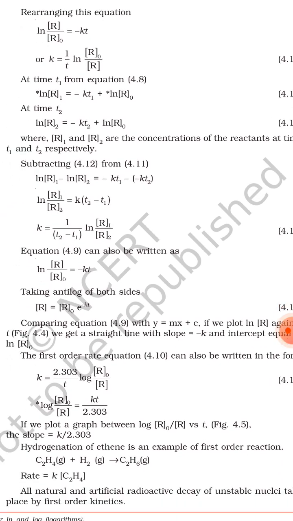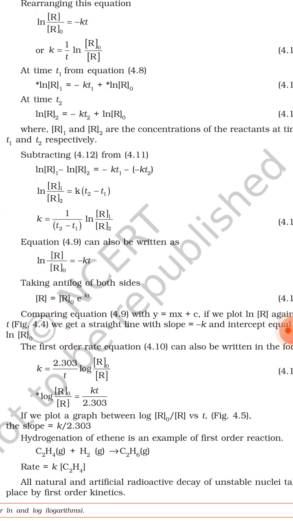So when we subtract equation 4.12 from 4.11, when we subtract these two equations together, what we get is ln R1 minus ln R2 equal to minus kT1 minus (minus kT2). After subtracting, we get the difference in the concentration of the reactant at two different times. At two different time sets we can get the difference between the two different concentrations of a reactant.